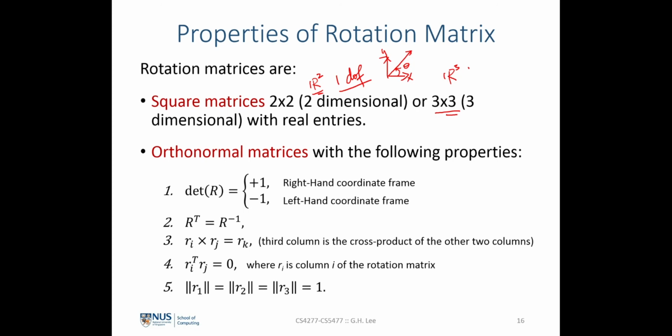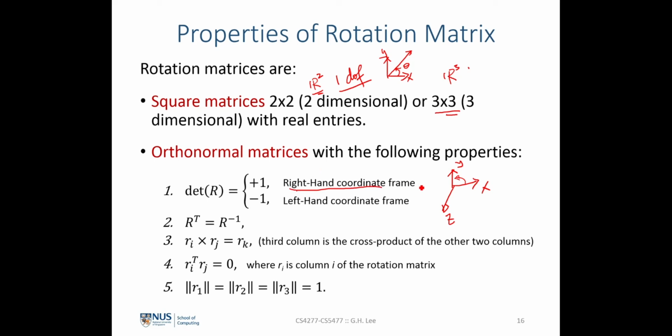The first property is that the determinant of R is going to be either +1 or -1, depending on how we define the coordinate frame. In the right-hand coordinate frame, x, y, and z point in this direction: when we move from x to y, our thumb is pointing towards the z direction. So if we use our right hand to do this sweeping action, our thumb points towards the z-axis. In this case, we call it the right-hand coordinate frame.